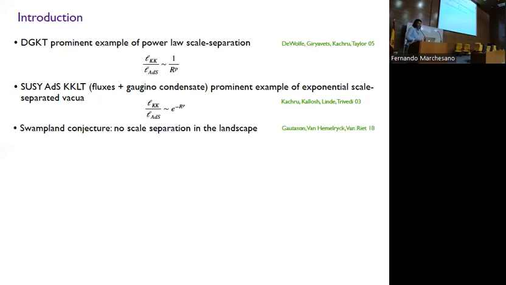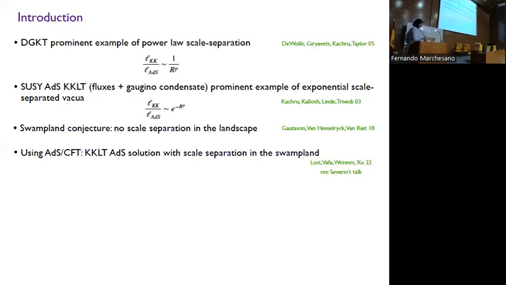Now, on the other hand, there's a Swampland conjecture that in the landscape, there should be no scale separation. So what's going on here? Well, you'll see. Also Severin, the next talk, will talk about his work where they show using ADS CFT that this ADS solution with scale separation is in the Swampland. So in this talk, I will tell you how this ADS KKLT vacuum looks in 10 dimensions. What is exactly the internal geometry?